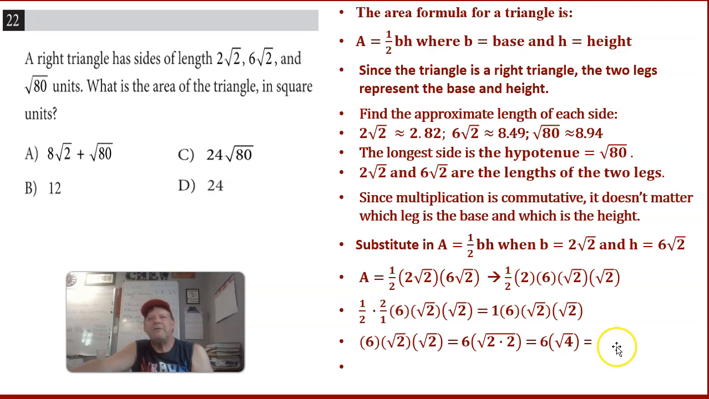And so 6 times the square root of 2 times 2, which is square root of 4. And most people know the square root of 4 is 2. 6 times 2 is 12. So the correct answer is B. Hopefully you were able to get that.